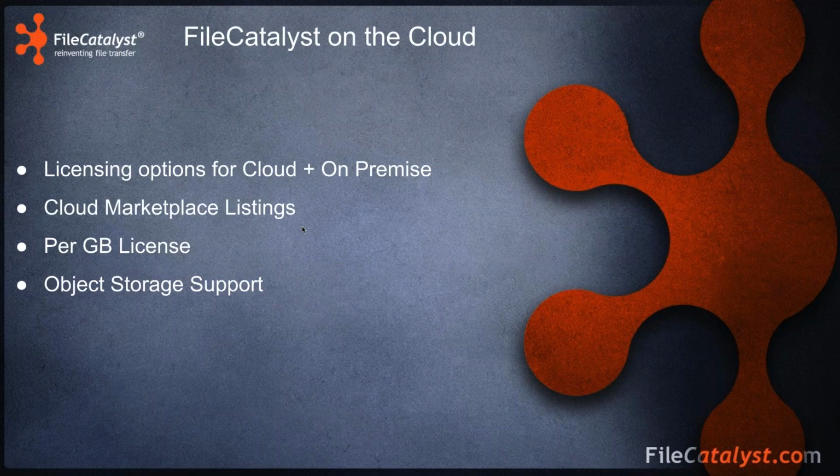So FileCatalyst on the cloud. Today's webinar is going to talk about the different licensing options for cloud as well as on-premise. We'll go through our different cloud marketplace listings. We'll talk about our latest release of a new license model, which is our per gigabyte license, as well as we'll cover different object storage support that we have. This webinar is going to be mostly a demo of me walking through how to get running on the cloud. So not a whole lot of slides for that.